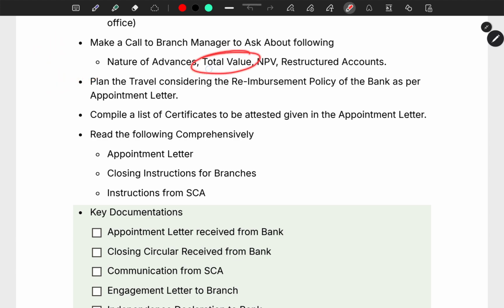What is the total value? Because one thing, your fees also depend on the total value of the advances. Okay, the NPA, the restructured accounts. What were all of these? You have to understand. And now again, what you have to do is plan the travel. If the branch is not in your city, you have to plan the travel, and you have to do it according to the reimbursement policy, so you don't thin your margins.